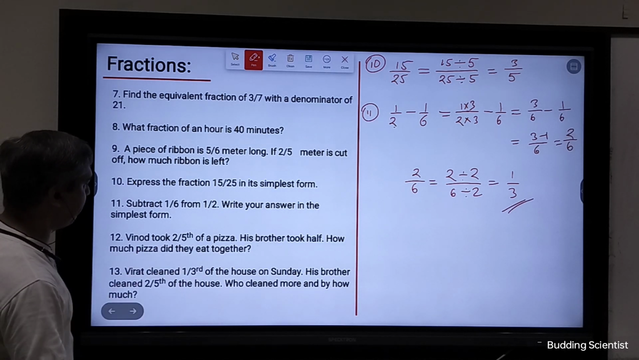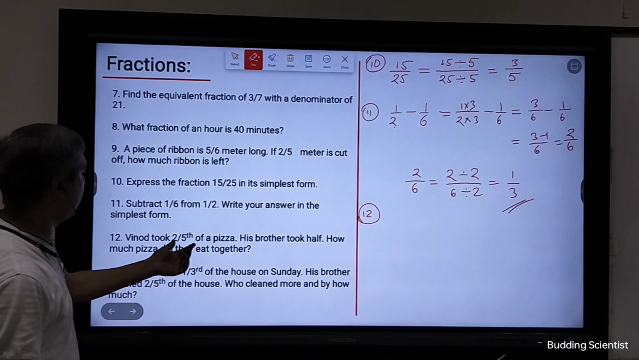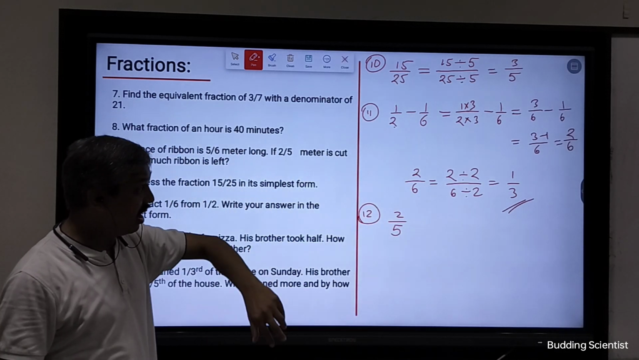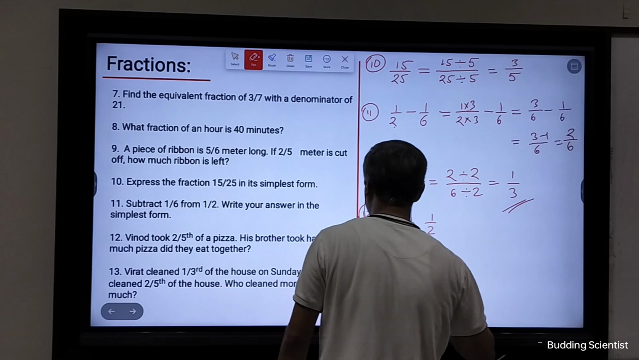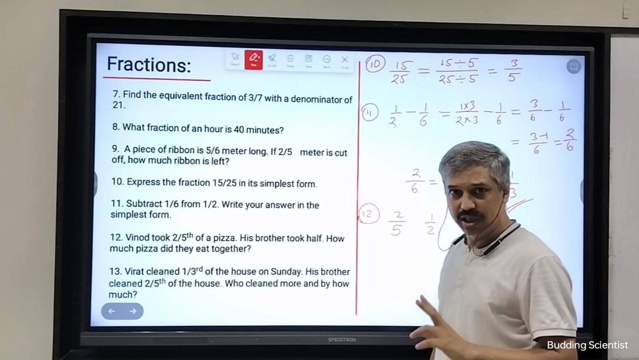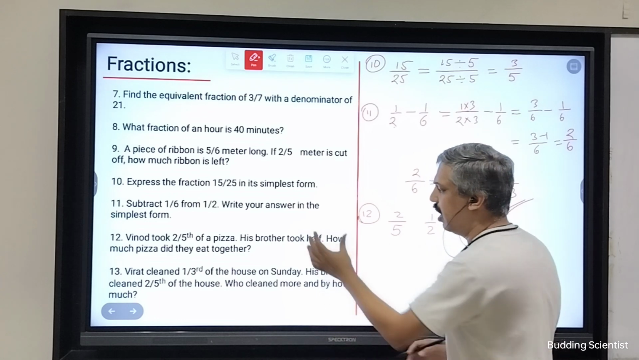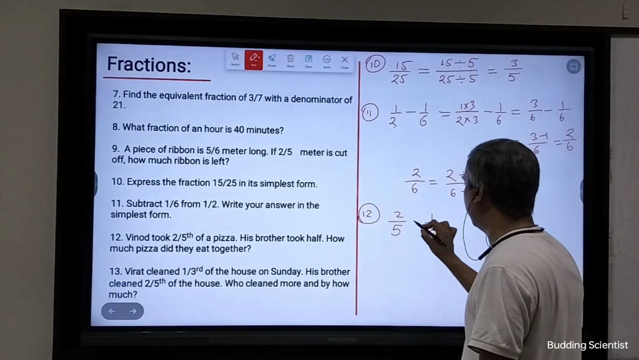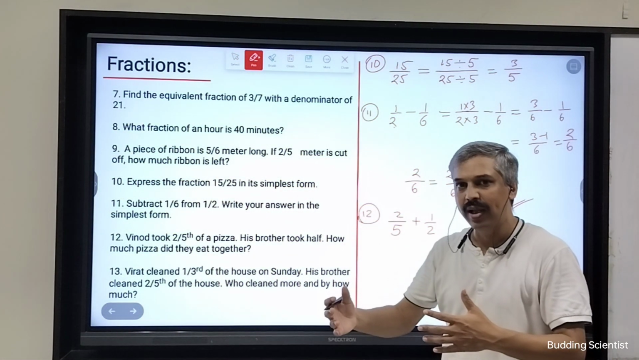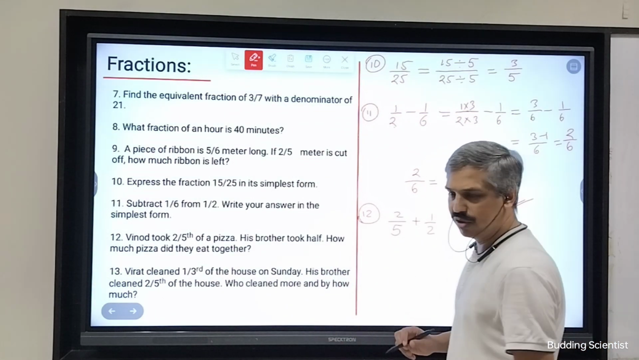Vinod took 2/5 of a pizza. So Vinod is taking 2 by 5 part of a pizza. And his brother took half. Half is 1 by 2. How much pizza did they eat together? Together in the sense both of them together, taken into account together. How much of the pizza was already eaten up, consumed? I am adding them because we are not asked about who ate more and by what margin. We are asked about together how much did they eat. So together add them together.